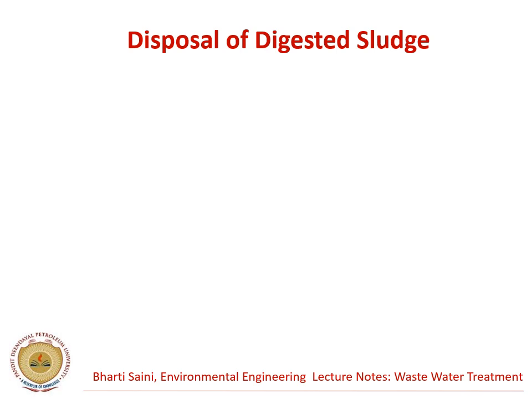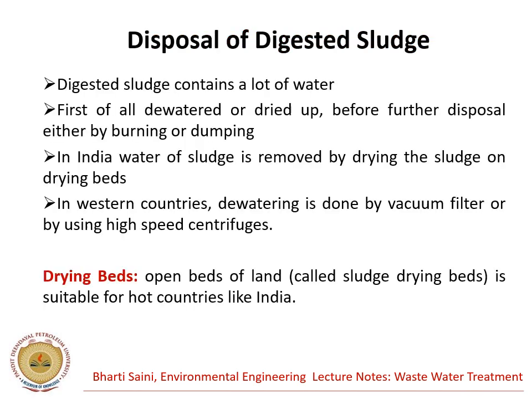Disposal of digested sludge. The digested sludge from the digestion tank contains a lot of water and is therefore first dewatered or dried up before further disposal, either by burning or dumping. In India, the water of sludge is removed by drying the sludge on drying beds, whereas in western countries, dewatering is done by vacuum filters or by using high-speed centrifuges.